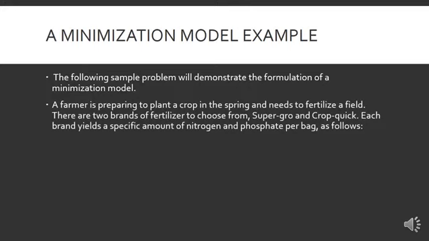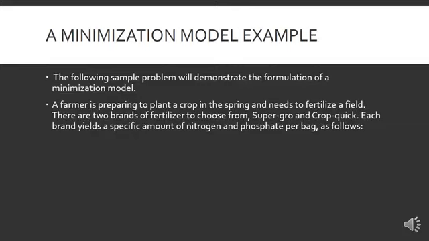So we have here an example, a representative problem. A farmer is preparing to plant a crop in the spring and needs to fertilize a field. There are two brands of fertilizer to choose from, Supergrow and Crop Quick. Each brand yields a specific amount of nitrogen and phosphate per bag as follows.